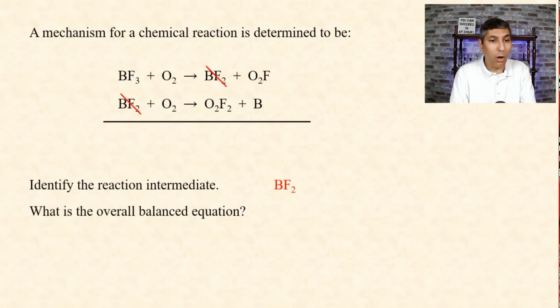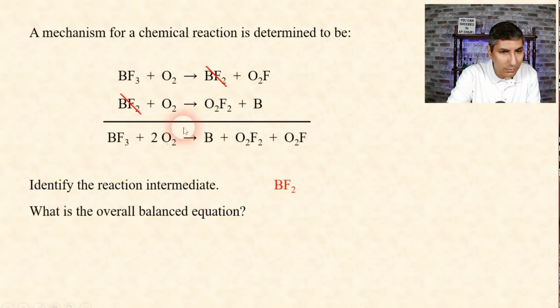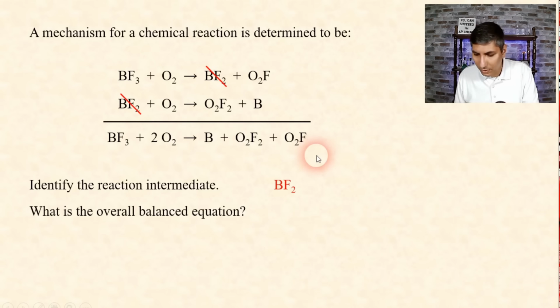Now, what's the overall balanced equation? Well, we just have to add these two equations together. It's kind of like adding two equations in algebra, basically. We have BF3 plus these two oxygen atoms yields B plus O2F2 plus O2F. And so there we have our overall balanced equation.